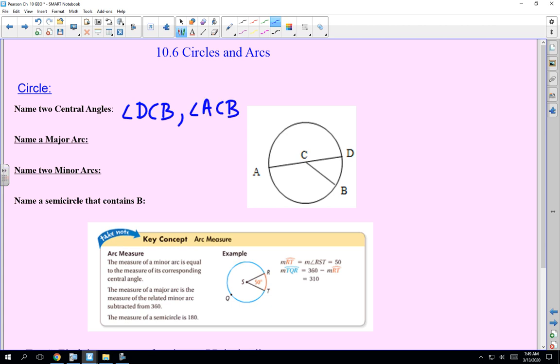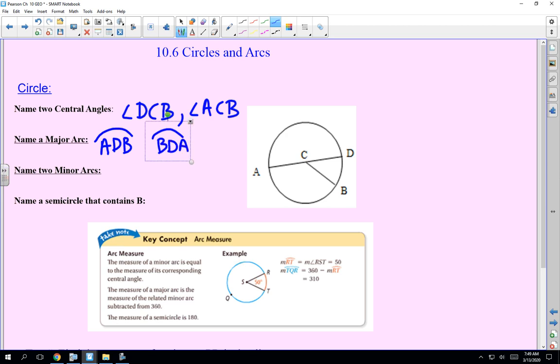A major arc is an arc that is over 180 degrees. So we usually name that with a little arc symbol, and then we use 3 letters to name a major arc to show that we're acknowledging that it's over 180 degrees. So something like arc ADB would be a major arc, and we could name one BDA, would be another example of a major arc.